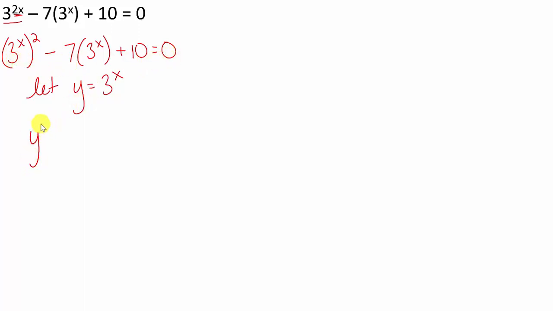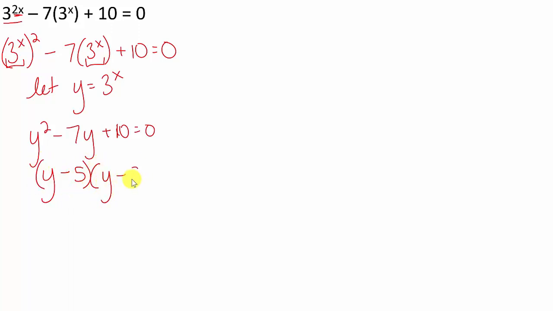So y squared minus 7y plus 10 equals 0. And all I did was substitute a variable, I chose y, into where I had 3 to the power of x. Now it's quadratic. Now we can solve like normal, so you factor or use quadratic formula. If you factor, you're going to get y minus 5, y minus 2 equals 0. When we solve this, we get y equals 5, y equals 2.